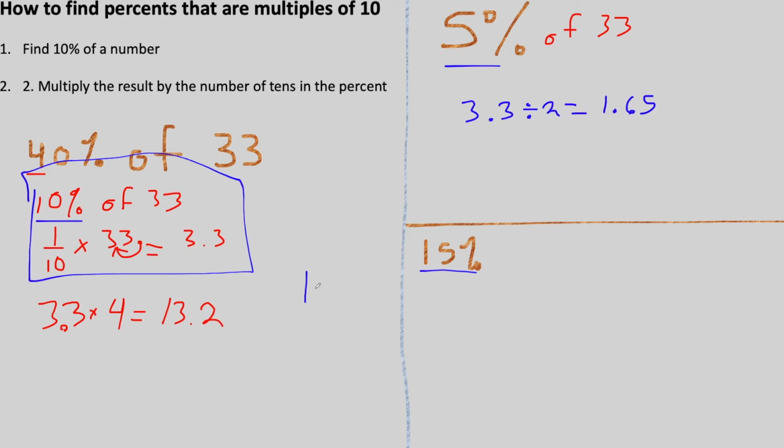Now what if I wanted to do 15% of that number? Well, I'll write it over here: 10% plus 5% is going to equal 15%, right? We know that 10 plus 5 is 15. So all I need to do now is take that 3.3 and add it to 1.65, and that is going to give me 4.95. So we can use other percentages to help us come up with answers to other questions as well. That's how we could do those if we didn't have a calculator.